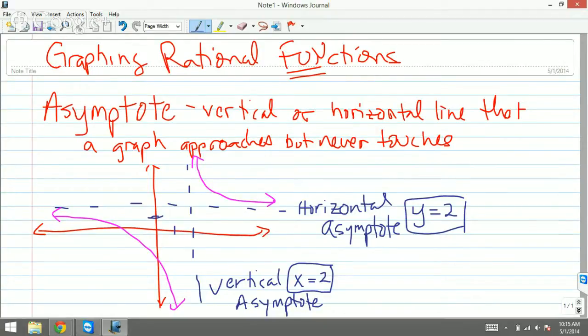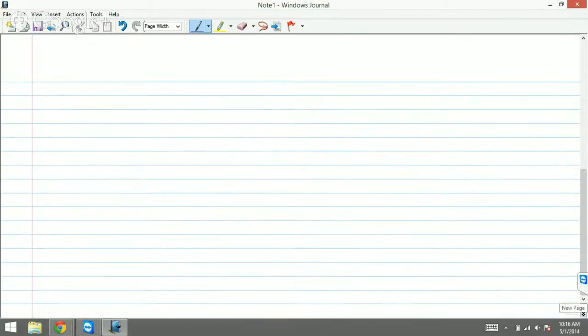So are we good on those two definitions? Or that definition, really, what it is. Okay. Yeah, that's a rational function.